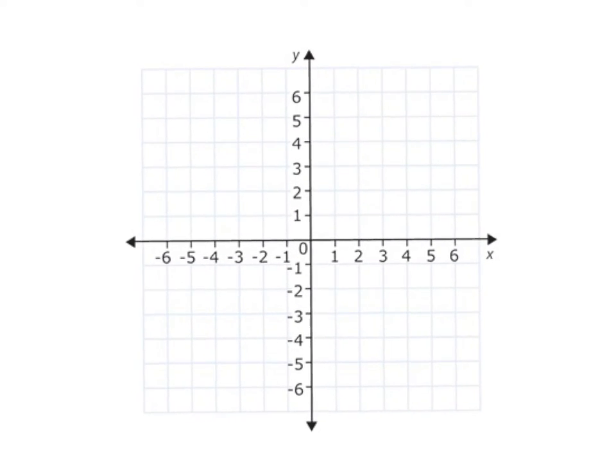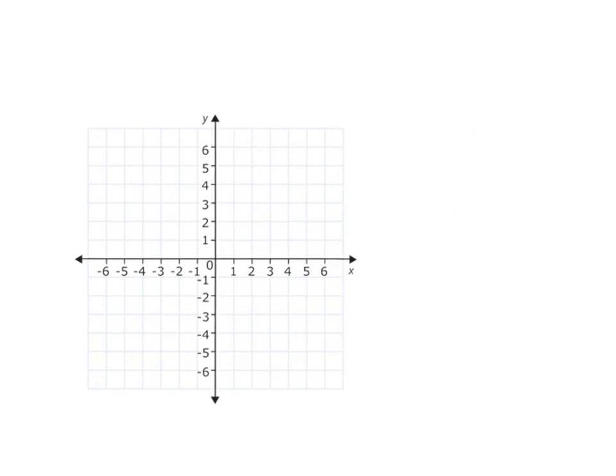So good. Last one, we are going to do a three piece. The last one, we're going to do a triple. I'm going to start with y equals negative 4x minus 4.